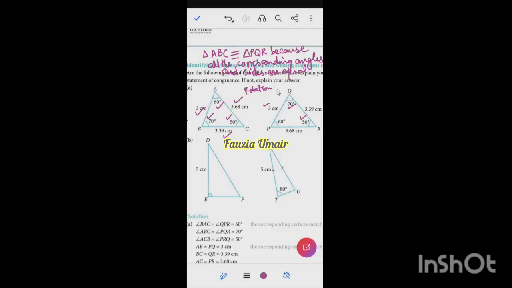Okay? So now look at the second part. We need to see if they are congruent or not. So can anyone tell me what is this symbol? ये किस चीज का symbol होता है?